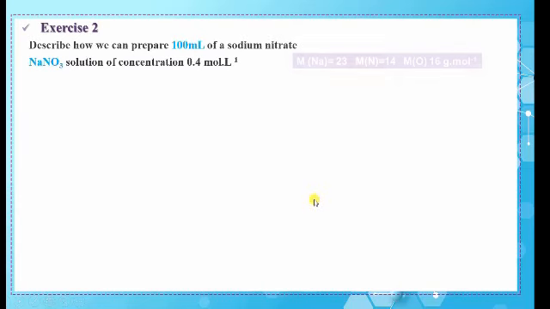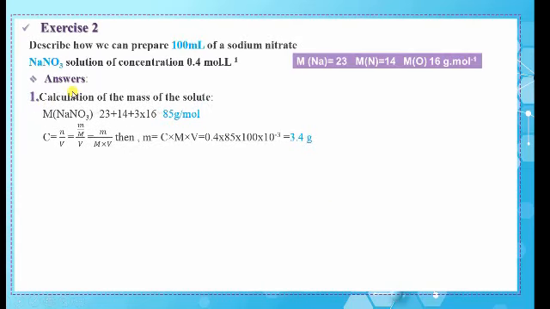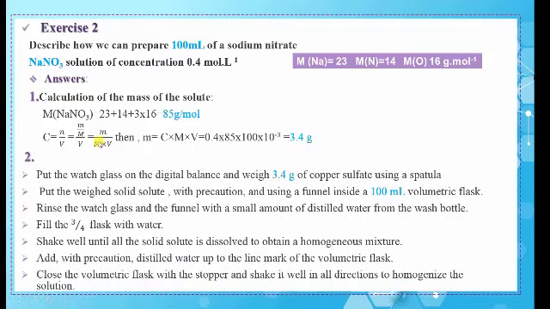Second exercise. During the description of the preparation of the solution, first of all we have to make the calculation of the used mass. Okay, calculate the molar mass of NaNO3. We have 3 oxygen atoms, 1 nitrogen and 1 sodium. Using the formula of the molar concentration n over V, and instead of n, mass over molar mass, we get mass over molar mass times V equals, then the mass is equal to 3.4 grams. And during the description, the second step, you have to write the followed steps and the followed procedure.